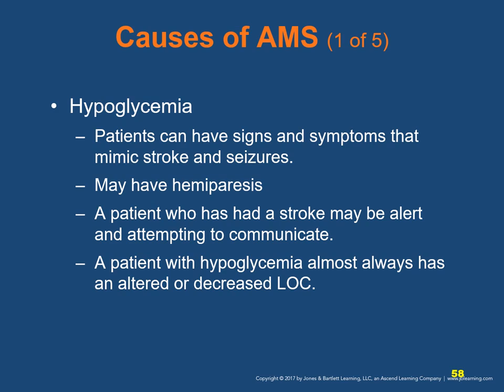Patients can have signs and symptoms that mimic stroke and seizure. In these cases, the patient may have hemiparesis, similar to what occurs as a result of a stroke. The principal difference is that a patient who has had a stroke may be alert and attempting to communicate normally, whereas a patient with hypoglycemia almost never is able to communicate normally and almost always has an altered or decreased level of consciousness.